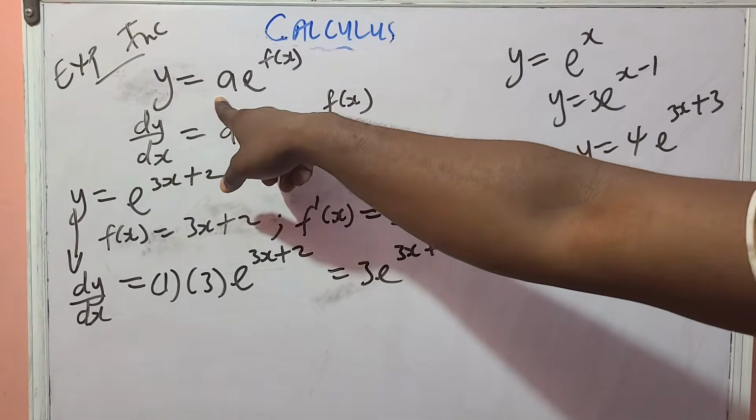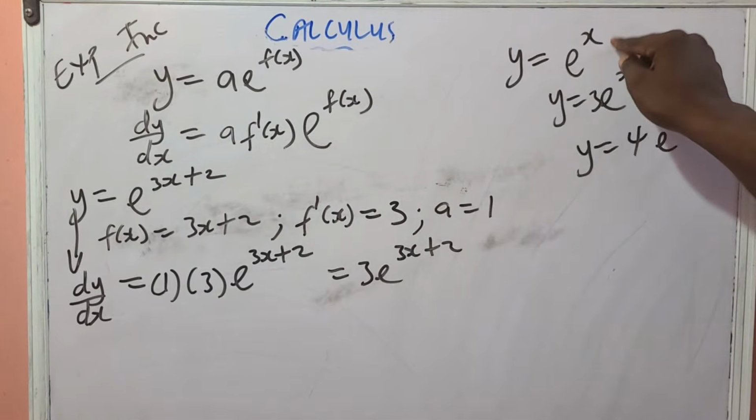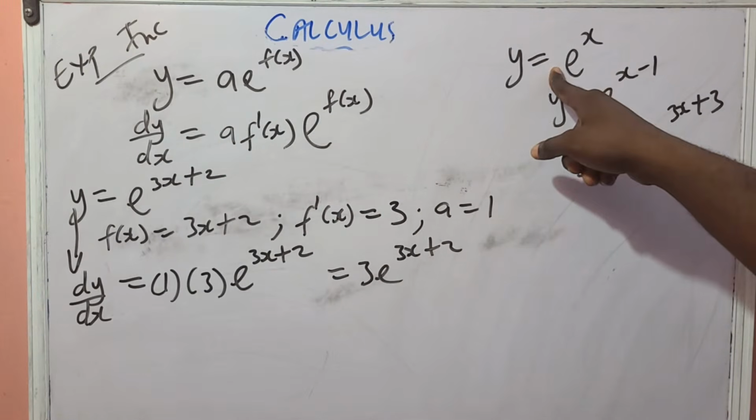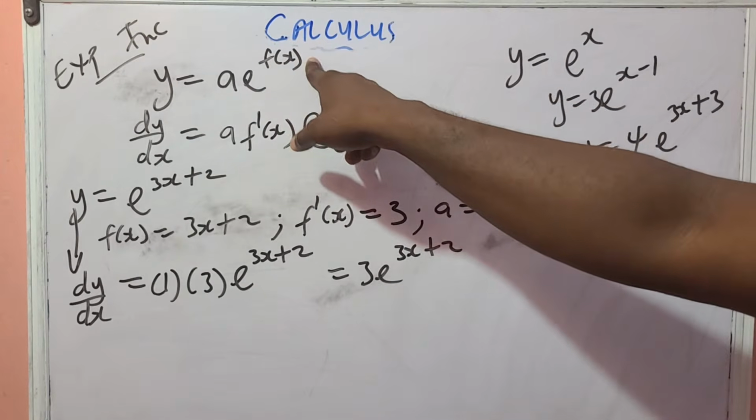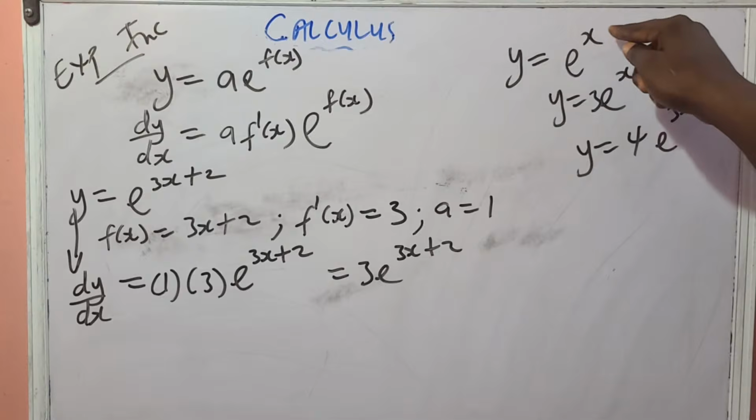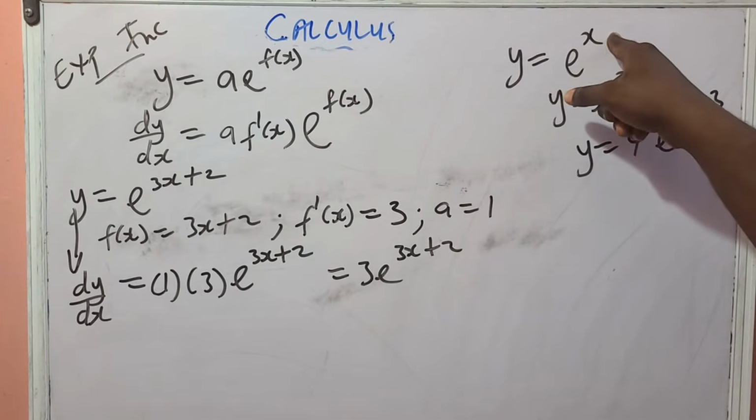You will have the coefficient of your exponential function. In this particular first case, this a is 1 because the coefficient here is 1. Then you have the power of the e. The power of the e here is x. So f of x for this case is x.